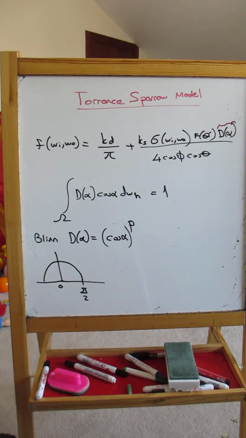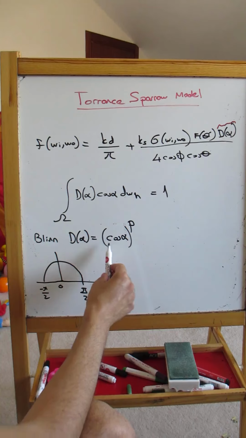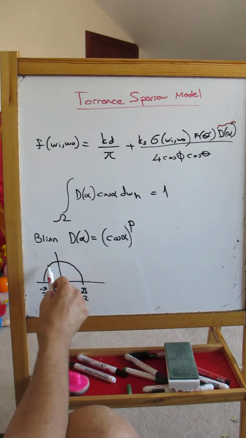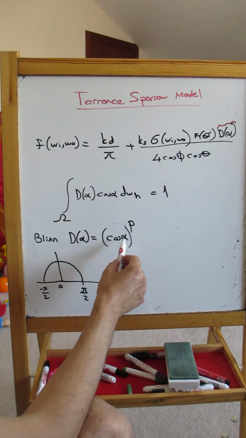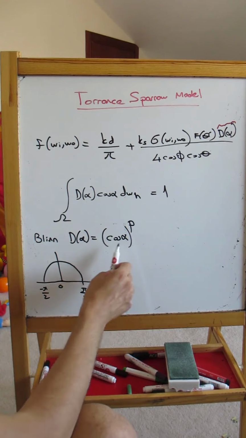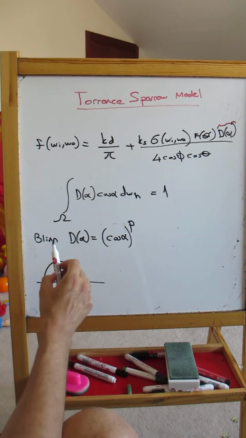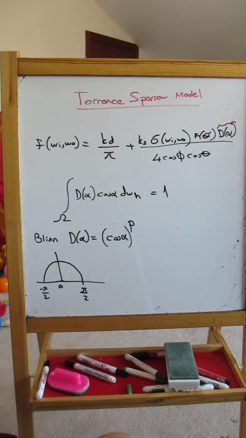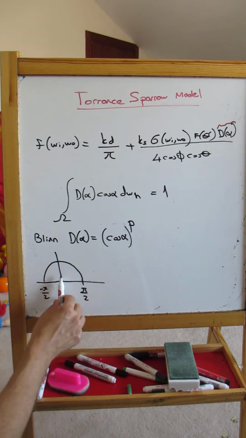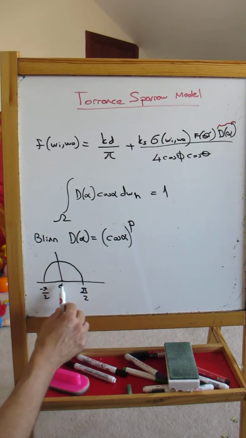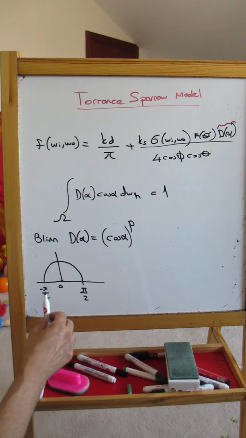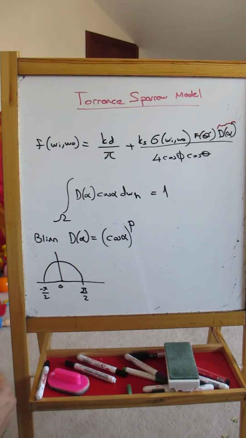make this function more narrow or wider. Okay, so this function just says that you have more microfacets when alpha is 0. So more microfacets that are oriented, which are aligned with the real geometric normal, and fewer microfacets as you go away, as alpha becomes further away from the geometric surface normal.